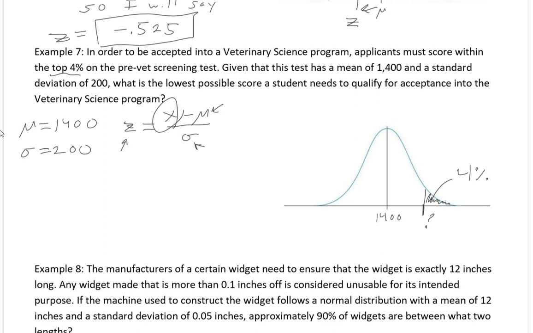Now, keep in mind, it does say the lowest possible score. That means that anybody in this 4% region would be within the veterinary science program, and the lowest possible score would be this boundary right there. So we're trying to find that bound. If 4% is above, that likewise means that below this is 96%. And that's what we're going to need to use with the z-score table, because remember the table always wants the area below something.